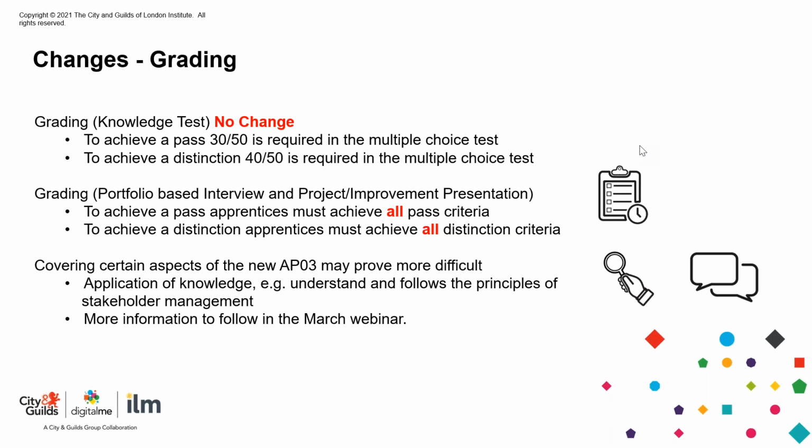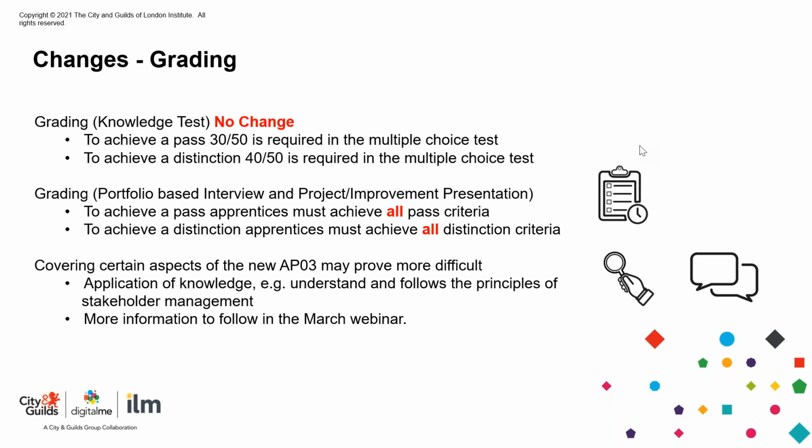So in terms of the portfolio and the project, the grading descriptors have not changed. However, in order to get a pass in each assessment method, all the pass criteria will need to be met. And in order to get a distinction, all the distinction criteria will need to be met. So with this new assessment plan, a bit more work is required for the apprentices because there is a 100% requirement for each assessment method.